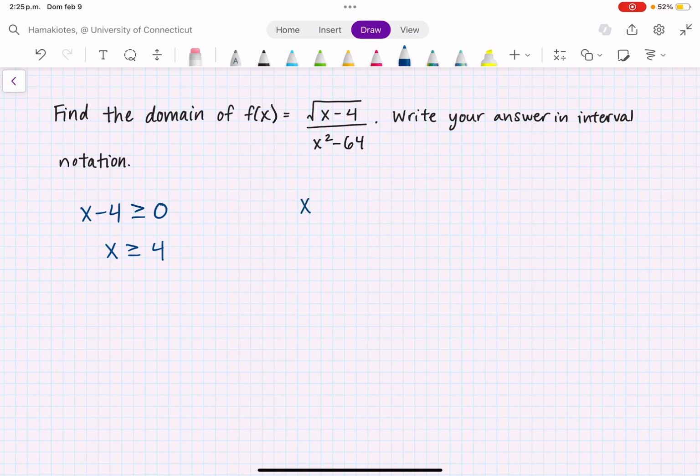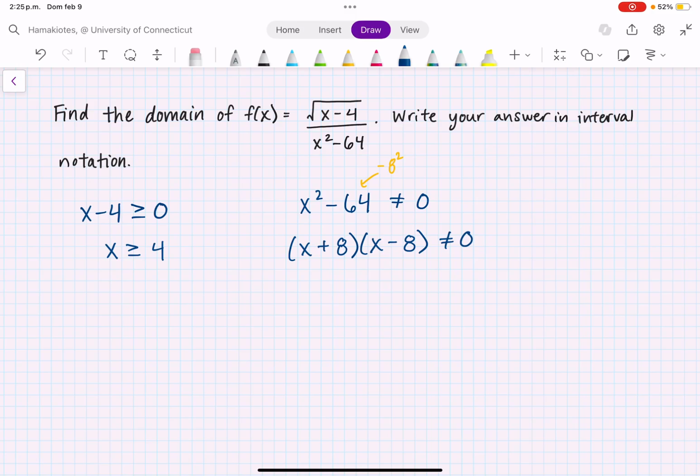We want the denominator, x squared minus 64, to not be equal to 0. So let's factor the left-hand side. Notice that x squared is a square and 64 is also a square. 64 is 8 squared. Well, we have minus 64, so this is minus 8 squared. So we can write this as the difference of two squares. So this is x plus 8 times x minus 8, and this is not equal to 0.